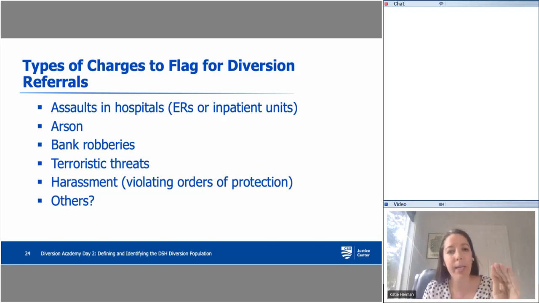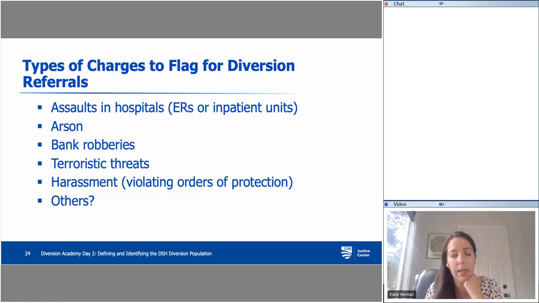So again, this doesn't mean that people that commit these types of charges have a serious mental illness or that they are good diversion participants. These are just things that may raise some flags in your head. Assaults that are happening in hospitals, and some people are so psychotic, so unwell while they're in a hospital that they assault staff or another patient. Sometimes it can be quite bad, but that's something that might flag, because if they've gotten to the point where they are in an inpatient psychiatric unit, they're probably quite unwell at the time of their instant offense.